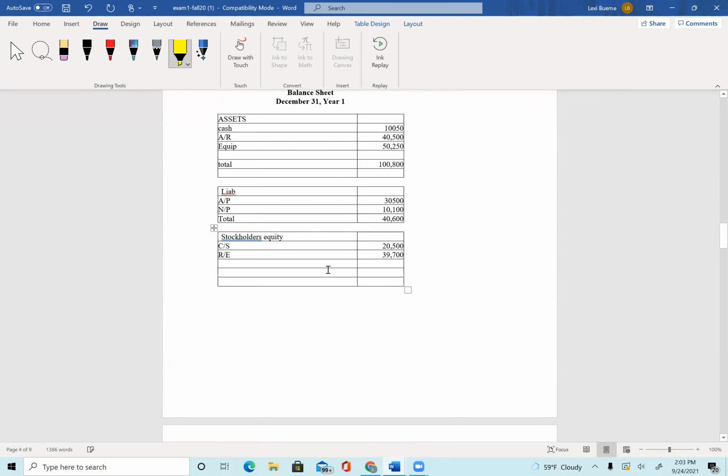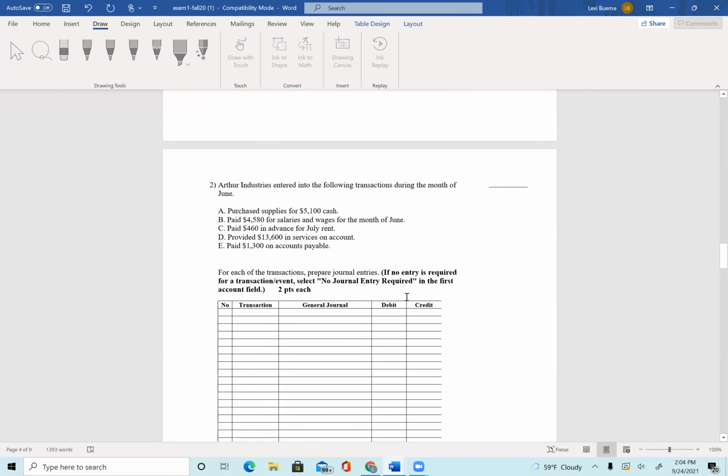Then total stockholders' equity is going to be $6,200. And then total liabilities and stockholders' equity is $100,800. So this amount right here, the total liabilities always have to equal the total assets. The total liabilities and stockholders' equity combined always have to equal the assets.